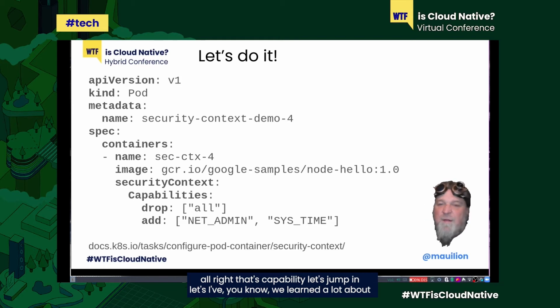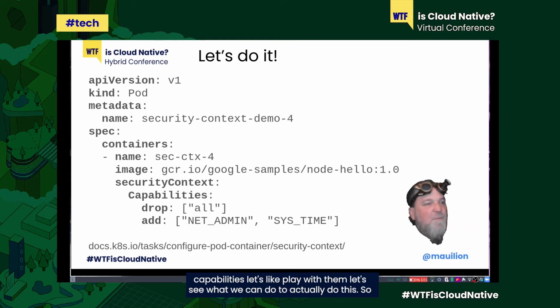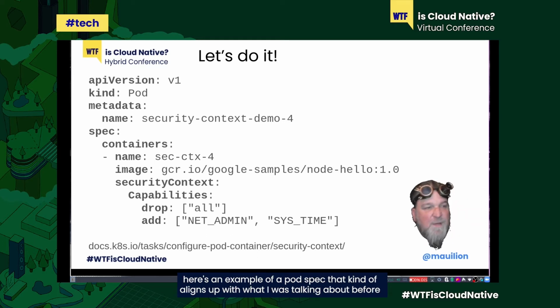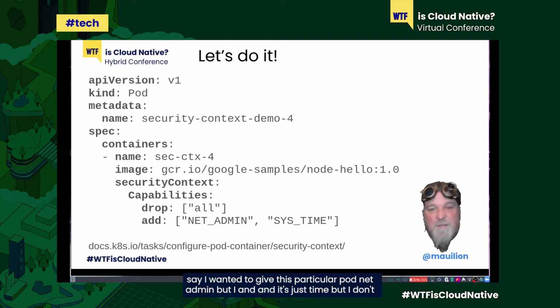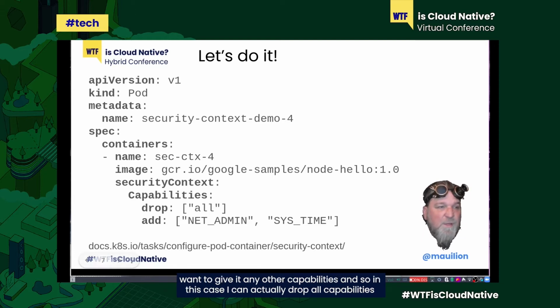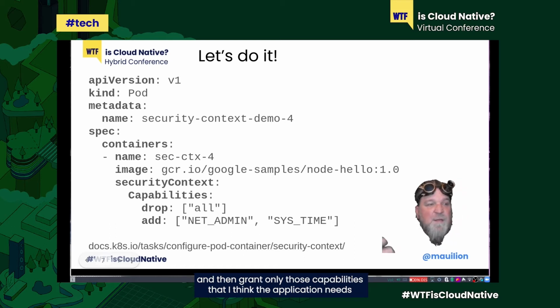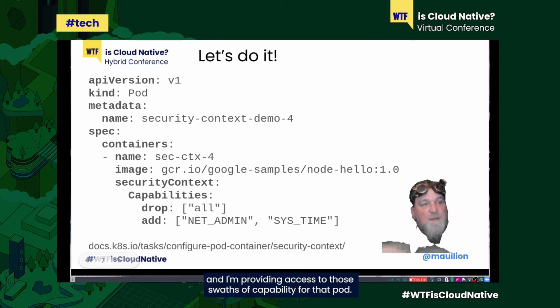We learned a lot about capabilities. Let's play with them and see what we can do. So here's an example of a pod spec that aligns with what I was talking about before. Say I wanted to give this particular pod NET_ADMIN and SYS_TIME, but I don't want to give it any other capabilities. In this case, I can drop all capabilities and then grant only those capabilities that I think the application needs.